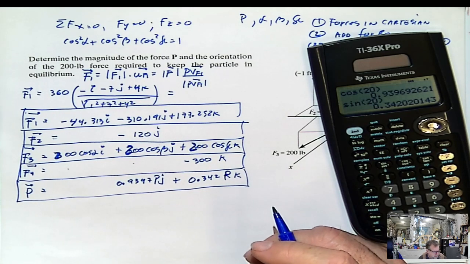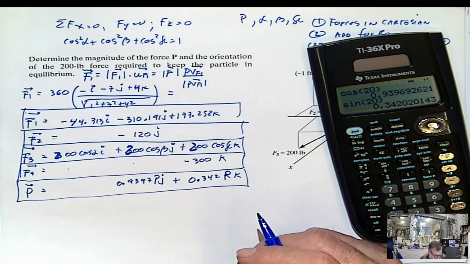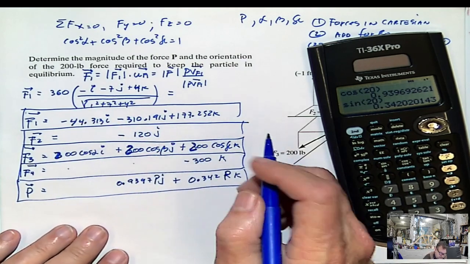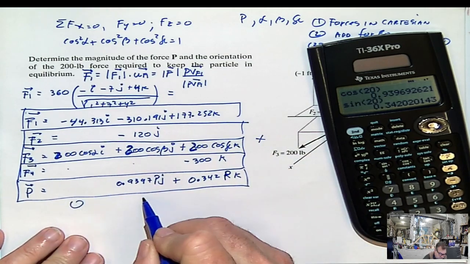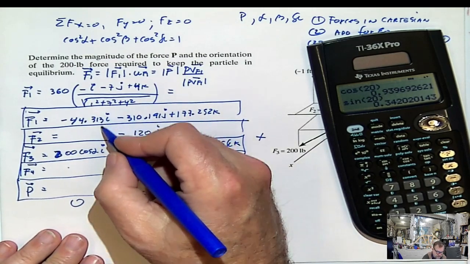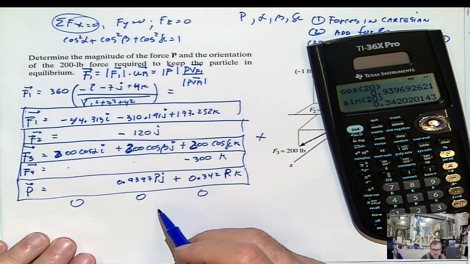Once we have this, we can start working out our problem. And when I say start working out, I really mean start working out. So let's see what happens here. Everything that we add here has to be 0, 0, and 0 if it's in equilibrium. So let's start with the i's, this part. That corresponds to summation of forces in x equals 0.